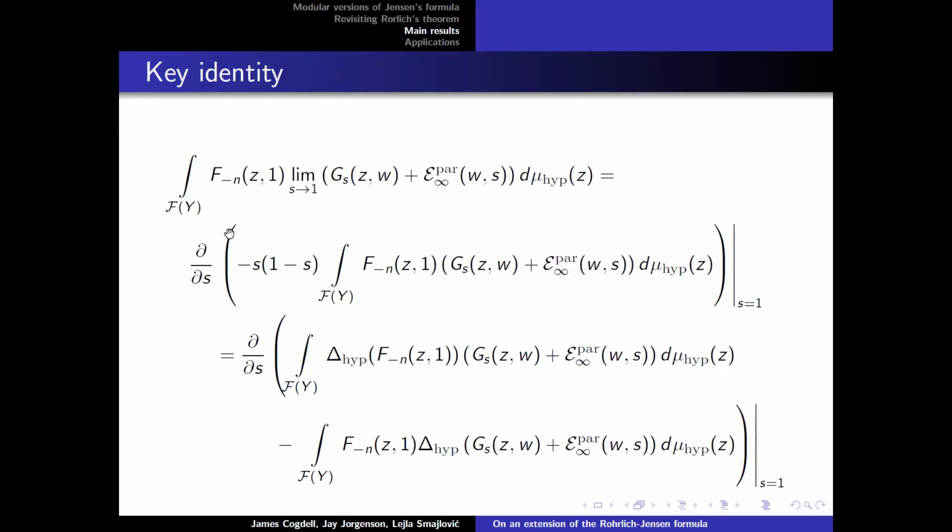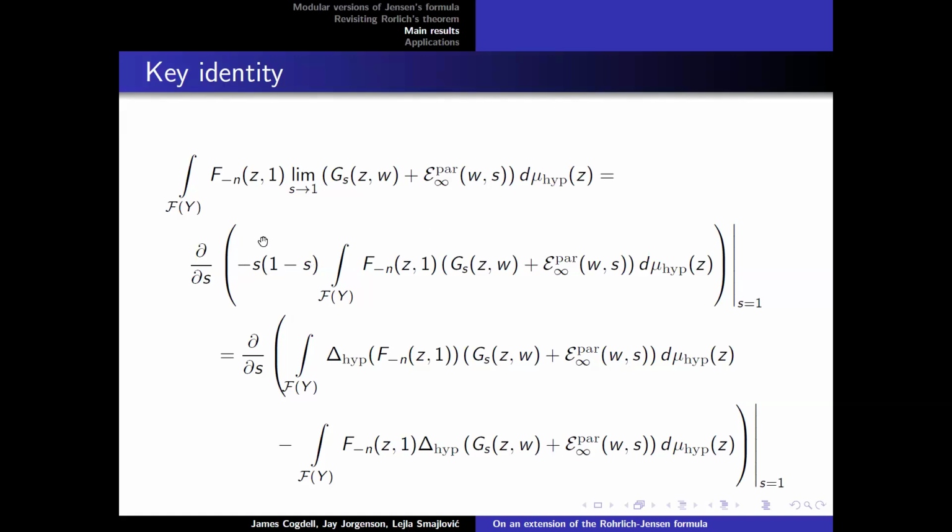Well, if one looks at the second line on this slide, which consists of 4 big ugly lines, one can see that if we take minus s times 1 minus s in front of the integral and differentiate with respect to s, and then plug in s equals 1, actually this is the same integral we had before.